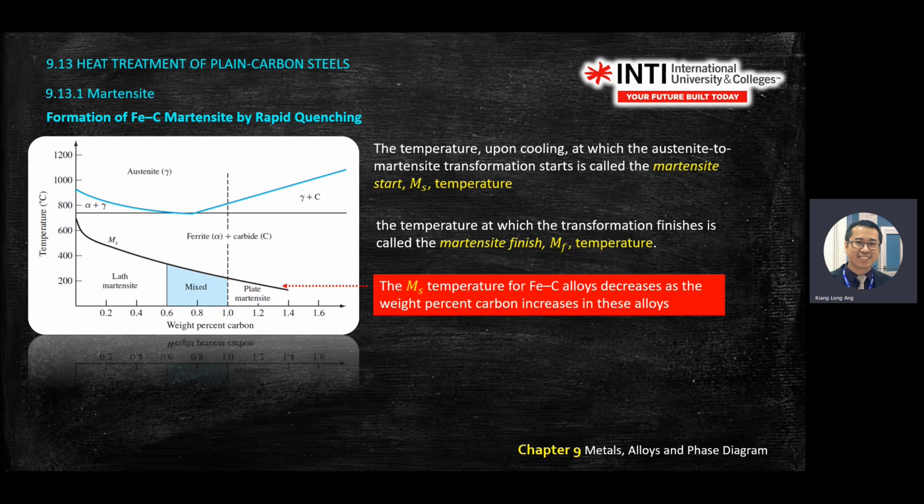What you can see, this black line, is that as you increase the percentage of carbon, the temperature drops a little bit. So if you have more carbon, it's a bit harder for the martensite to form, or it will slow down the time to form martensite.